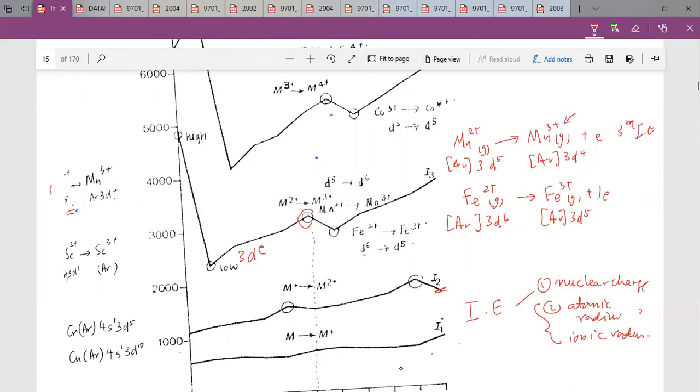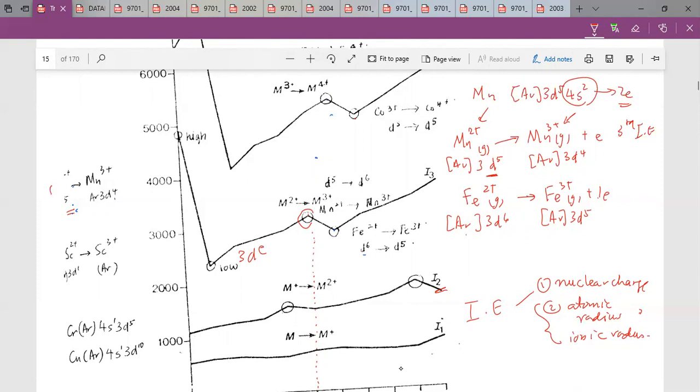Remember now Mn2+ is 3d5, because Mn is Ar 3d5 4s2. So the two electrons are lost from the 4s2, and it's 3d5 here. To go to Mn3+, it must come from the 3d5, which has extra stability because of the half-filled d orbital. That's why it's kinking up here.